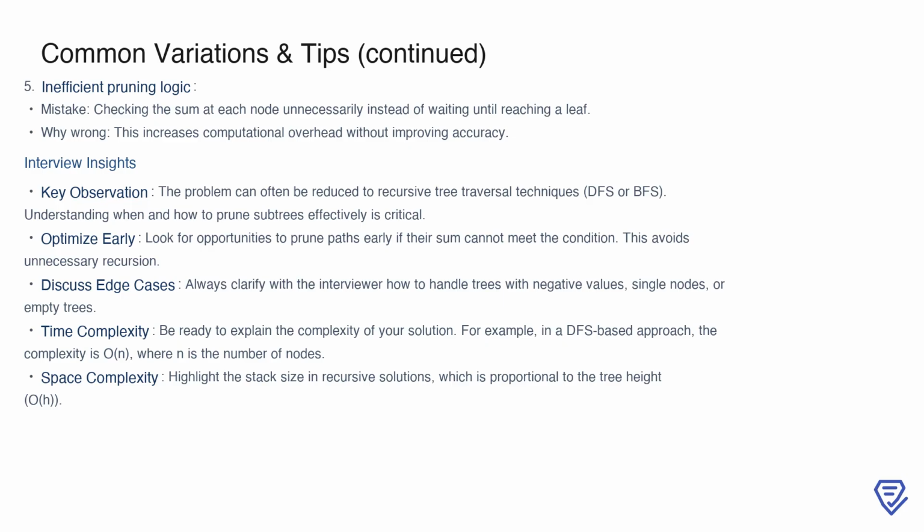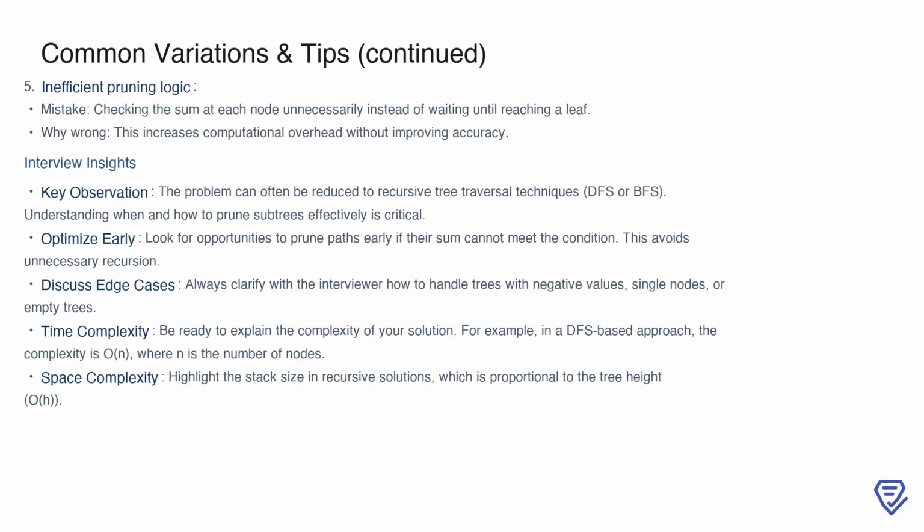Inefficient pruning logic is another area where developers run into trouble. Checking the sum at every node instead of waiting until you reach a leaf adds unnecessary computational overhead without improving accuracy. Now, let's consider some interview insights to strengthen your approach.